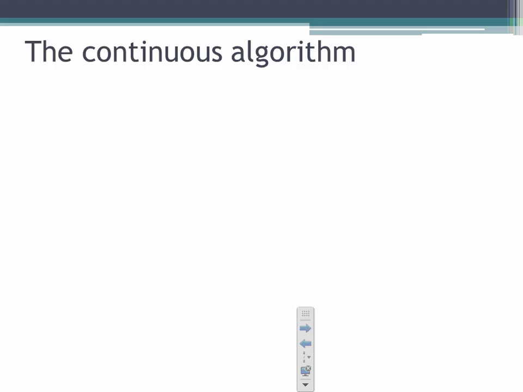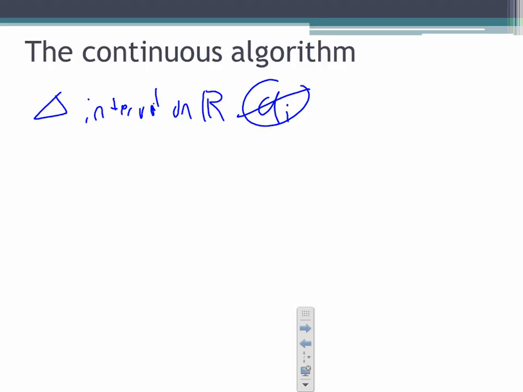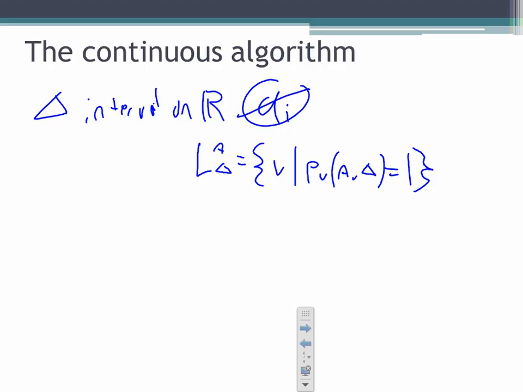Now, when we have an infinite number of dimensions, we won't necessarily have eigenvalues. So no eigenvalues. None of that. So instead, we'll define delta to be a real interval and we'll define a subspace corresponding to delta called L_A delta, which is equivalent to all vectors V such that P_V(A in delta) is equivalent to 1. So it's all vectors that produce a value within delta with certainty all the time.